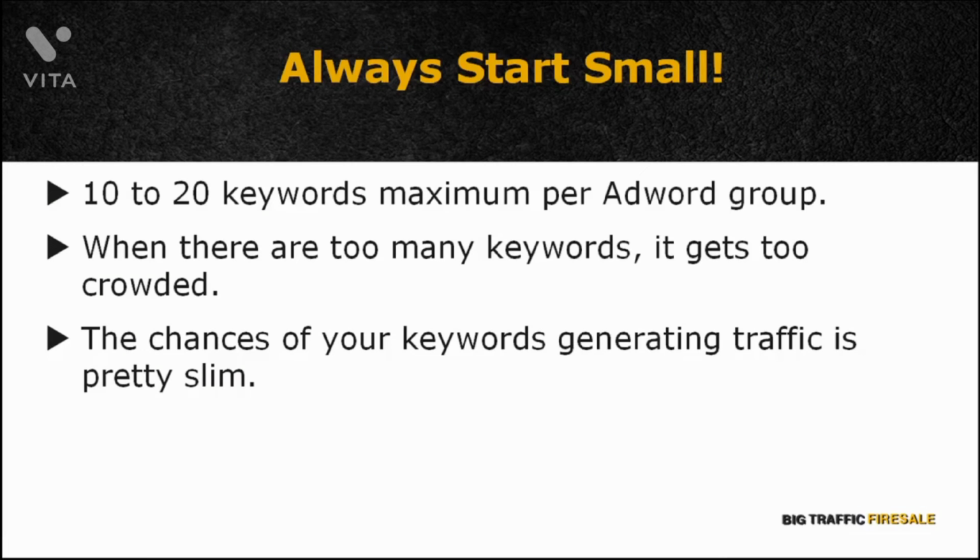Remember to always start small with the number of keywords per ad group, which is 10 to 20 maximum. That's because Google works in a way where when there are too many keywords in a particular ad group, the list will get too crowded and the chances of your getting results or generating traffic based on the keywords are slim. Some may not even generate anything at all. Next, we'll identify your audience and USP, unique selling proposition. This will surely set you apart from your other AdWords competitors, and we'll explore that in the next module.